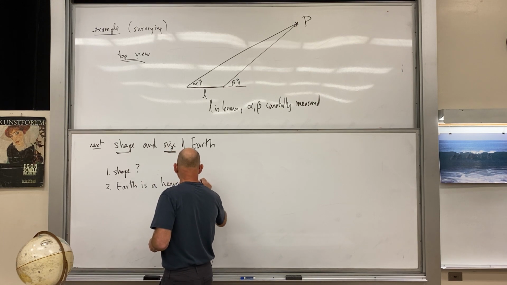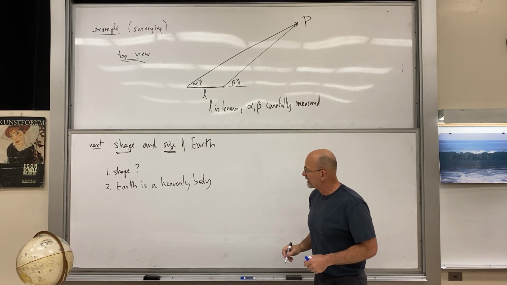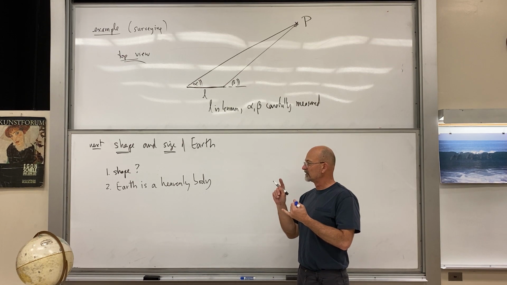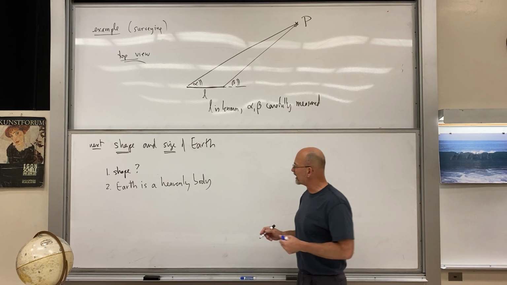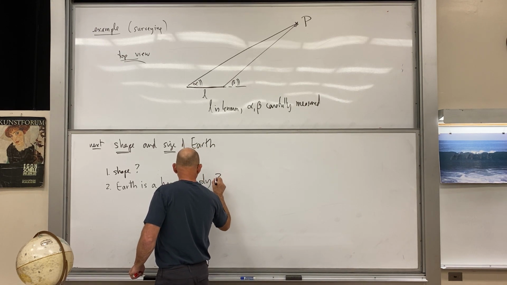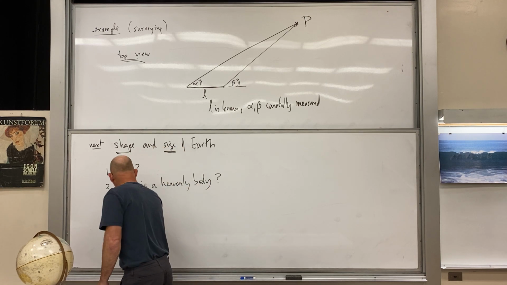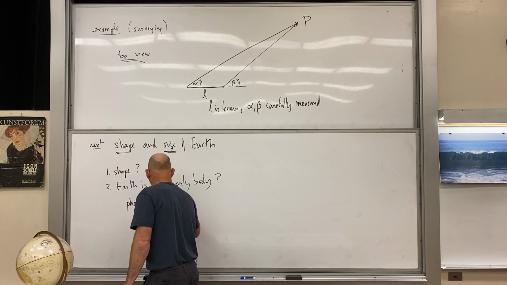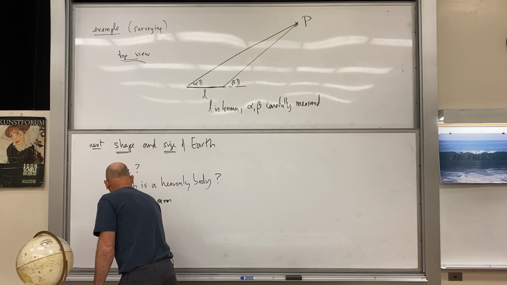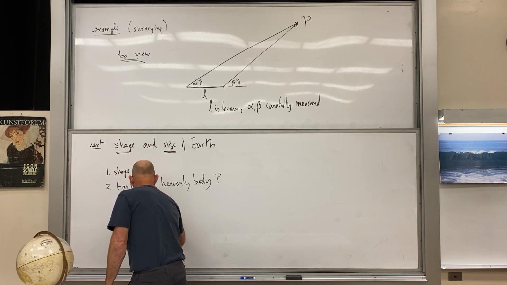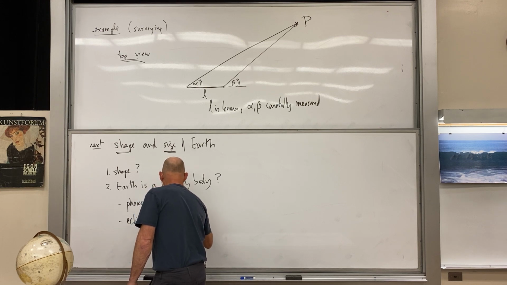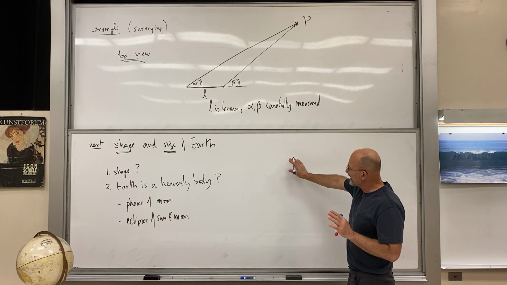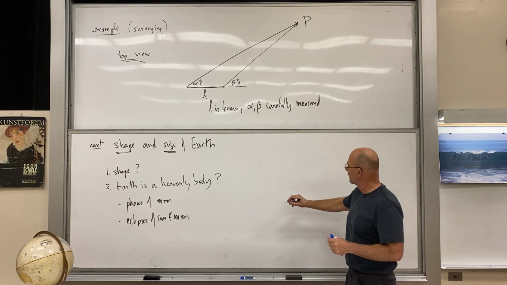But the way that we know it's a heavenly body really comes from a long series of observations of phases of the moon and eclipses of the sun and the moon. So I'll put Earth as a heavenly body, question mark, and then phases of the moon are one set of reasons, and the eclipses of the sun and the moon are another set of reasons. And I'll just draw a picture that kind of summarizes the scenario and how it was discovered.